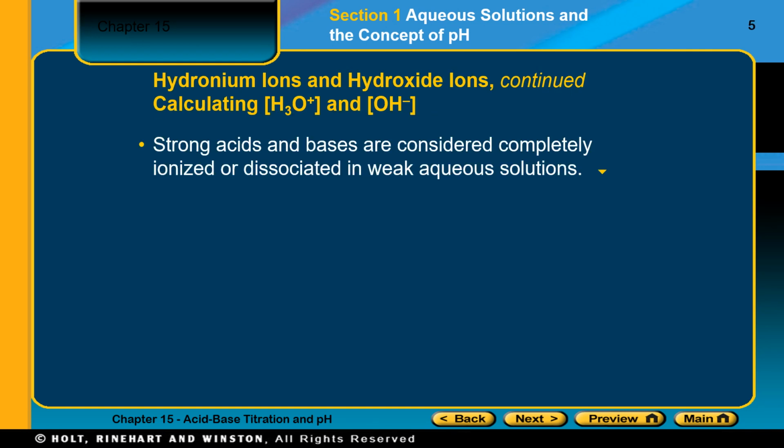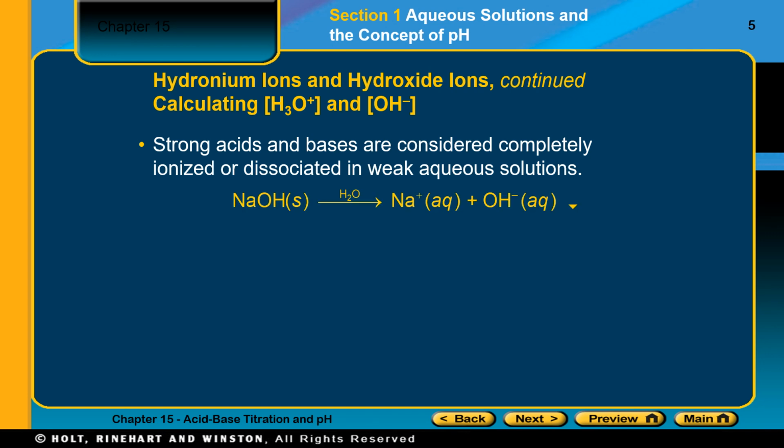Strong acids and bases are considered completely ionized or dissociated when we put them in aqueous solutions. This is a carryover from previous chapters. As long as they're not too concentrated, a strong acid or a strong base will completely ionize or dissociate.